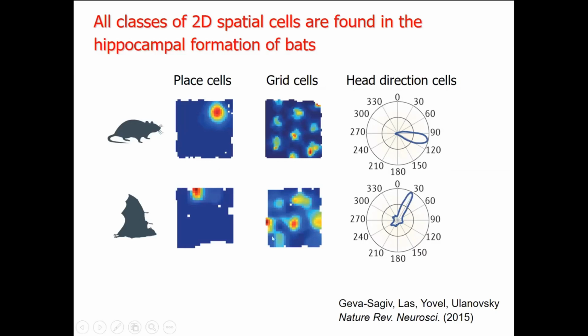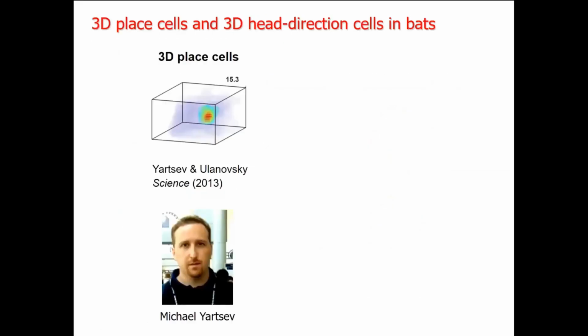We found place cells, grid cells, and head direction cells. So generally, in 2 dimensions, it looks very similar to rodents. Then when we went to 3 dimensions, Michael Yartsev, when he was a PhD student in my lab, recorded 3D place cells, hippocampal place cells in flight.